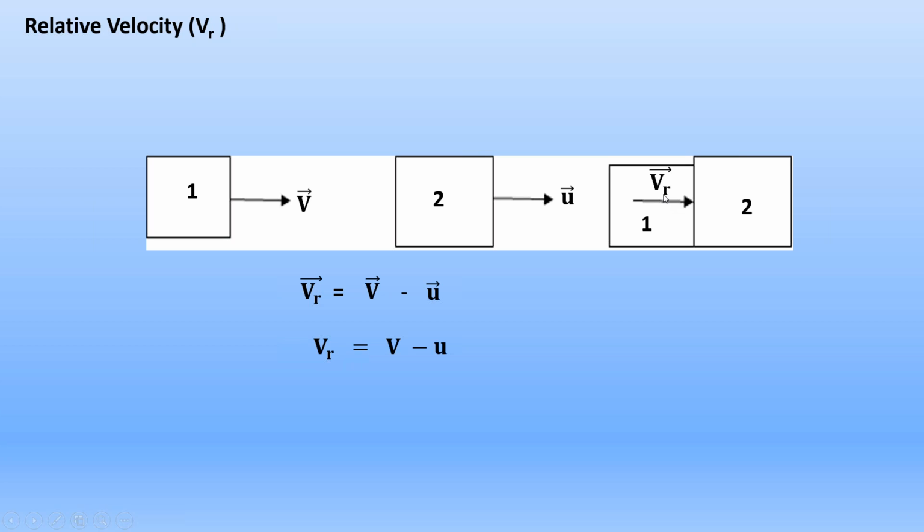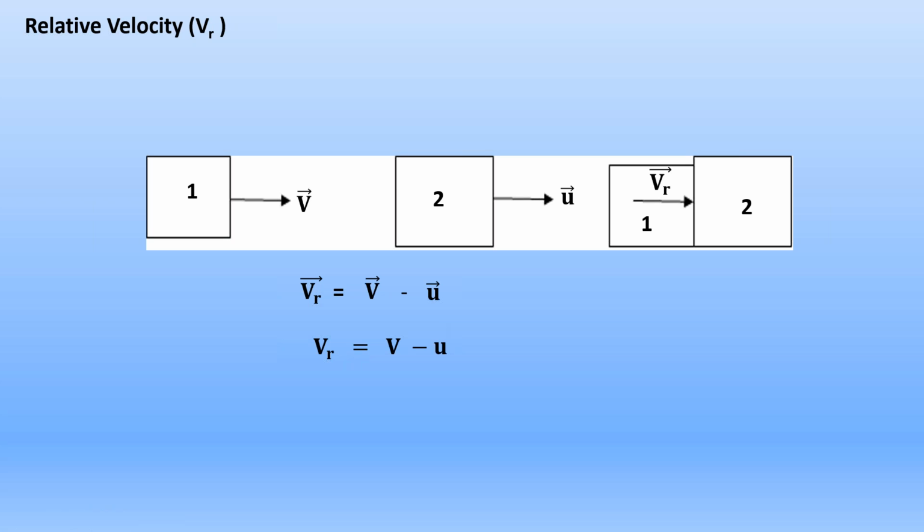The relative velocity of the water jet striking the plate is given by this equation: Vr bar is equal to v bar minus u bar. If all these three velocities are in the same direction, then the relative velocity of the water jet with respect to the metal plate is given by Vr is equal to v minus u. So please follow this carefully.